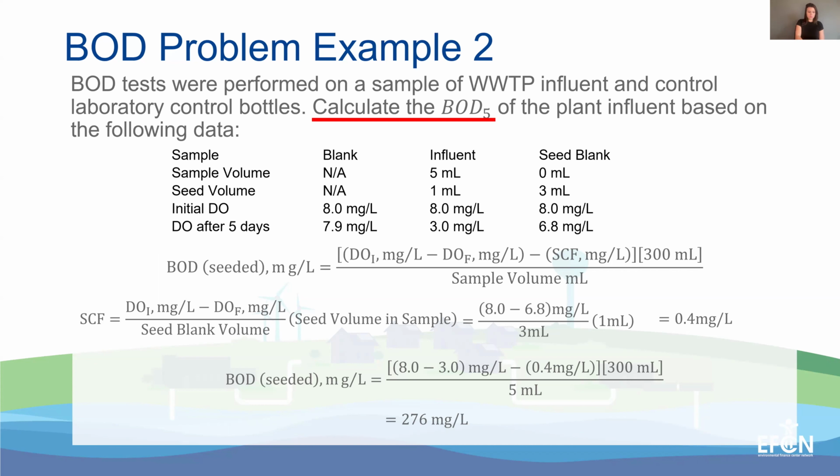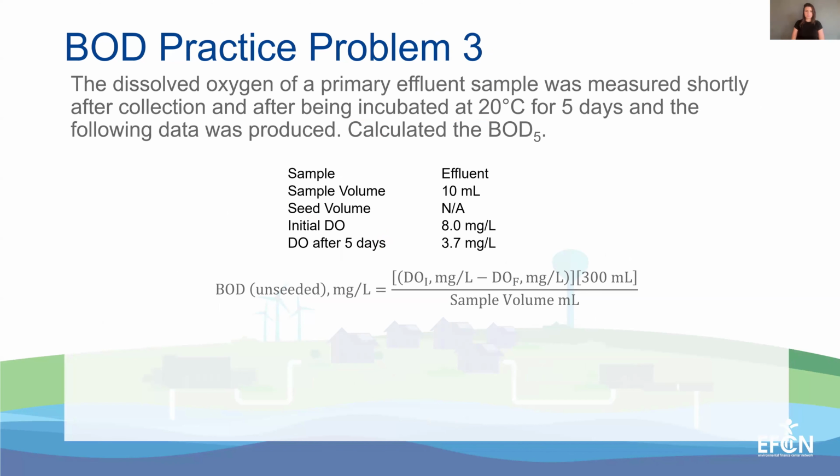So with that, we are going to practice this all together. Oh, and then again, that 8 milligrams per liter are our blank. We show that the initial DO is 8 milligrams per liter, and the final DO is 7.9 milligrams per liter, which is less than that 0.2 milligrams per liter. So this is a valid sample. That's all we use that blank data for. So given that, let's go ahead and practice problem 3.